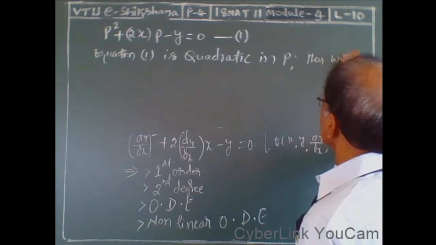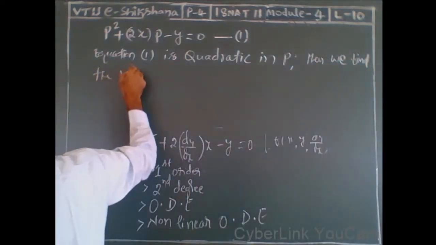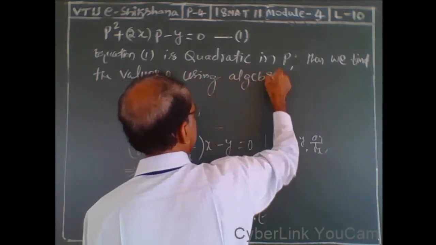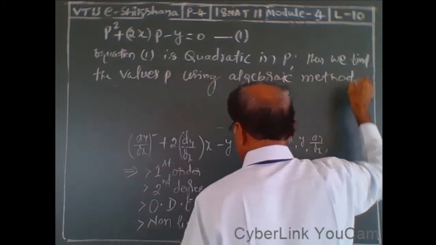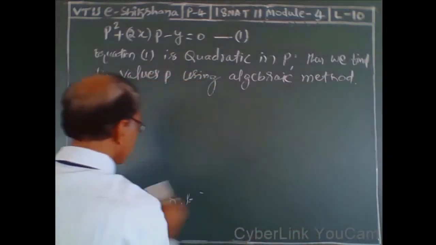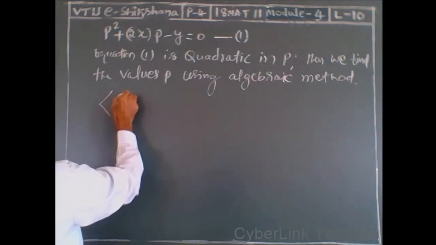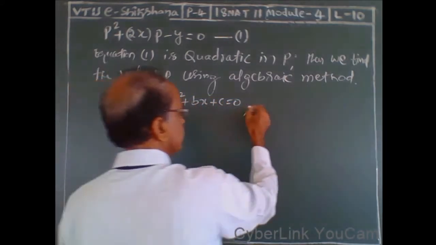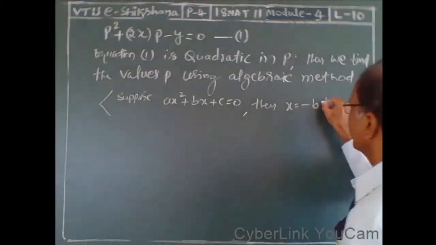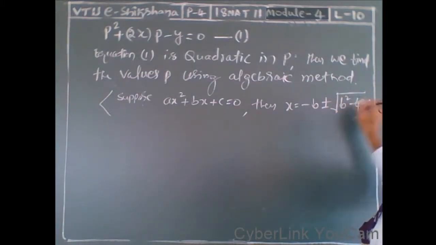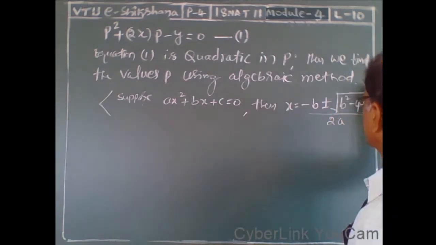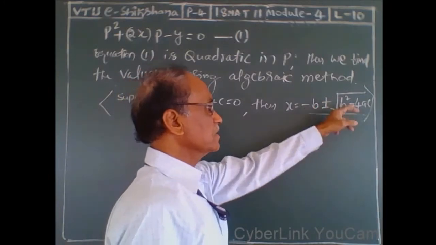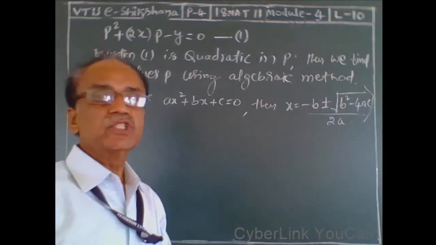Then we find the values of p using the algebraic method. What is that algebraic method? Actually, for the quadratic equation, how are you going to calculate? Suppose ax square plus bx plus c equal to 0, then x equals minus b plus or minus root of b square minus 4ac, divided by 2a. This is the algebraic procedure. In this procedure, we calculate the value of x for two different values, minus b plus something and minus b minus something. These two values we calculate separately.